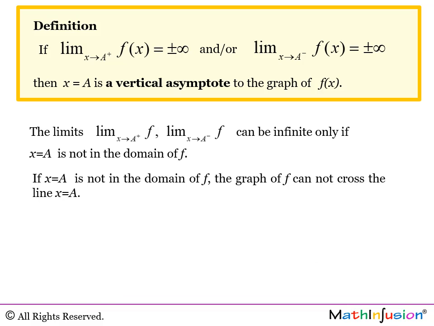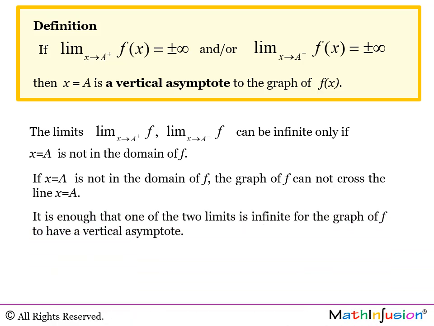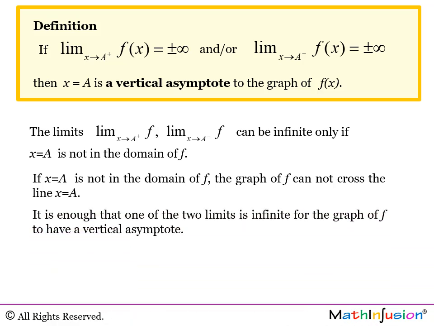If x equals a is not in the domain of the function, the graph of f cannot cross the line x equals a. It is enough that one of the two limits is infinite for the graph of f to have a vertical asymptote.